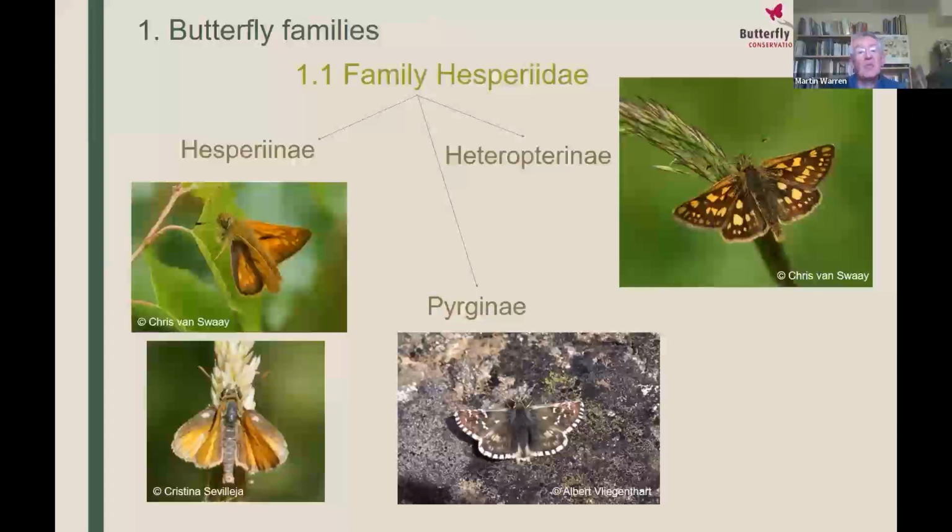So these are some examples of the skippers, the Hesperiidae. You get one or two which are very brightly coloured, like this one, Carterocephalus palaemon, and then you get a lot of them which look like this, which are small black and white checkered butterflies, which are in this family, and then there's some orange coloured skippers, which we call the golden skippers, which again have different ways of identifying them. So these are all in the same family.